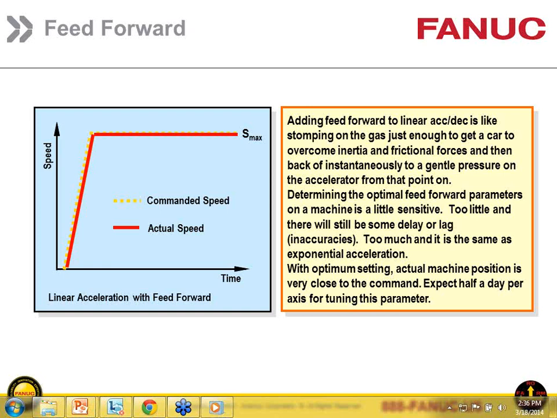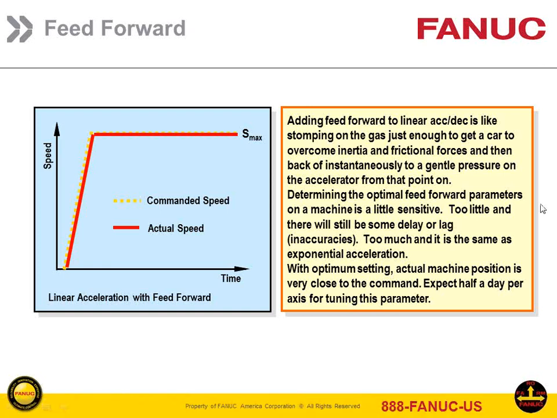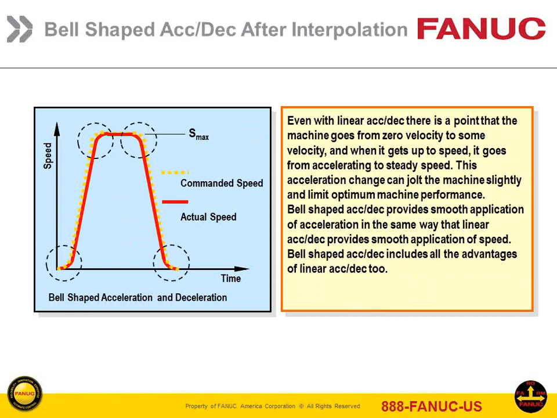And then also, where we have more parameters, we have bell-shaped Acc and Dec after interpolation. What this does is provide smooth application of acceleration in the same way that linear Acc and Dec does, and it includes all the advantages. But again, it helps once you accelerate and get up to speed. When it gets up to speed, you'll probably go past too much and it'll have to slow down, and that will affect your part quality. So it's important that you have this because it'll make the transition much smoother.